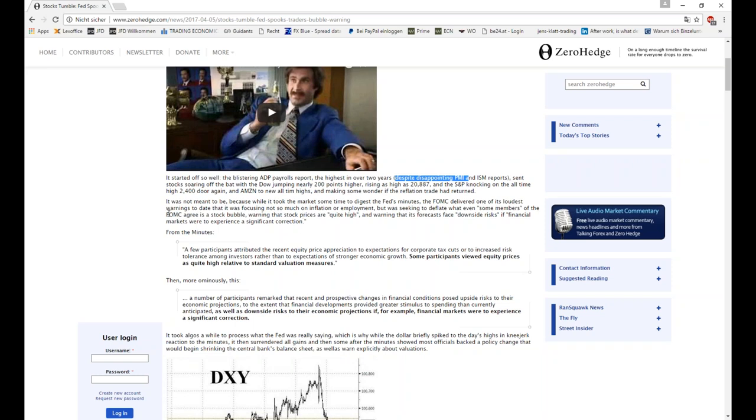And then the Fed minutes ticked over the news ticker. It was not meant to be, the article says, because while it took the market some time to digest the Fed minutes, the FOMC delivered one of its loudest warnings today. It was focusing not so much on inflation and employment, but seeking to deflate, when even some members, not just one member, agreed it's a stock bubble, warning that stock prices are quite high, and that its forecast faced downside risks if financial markets were to experience a significant correction. This is one of the loudest warnings ever.